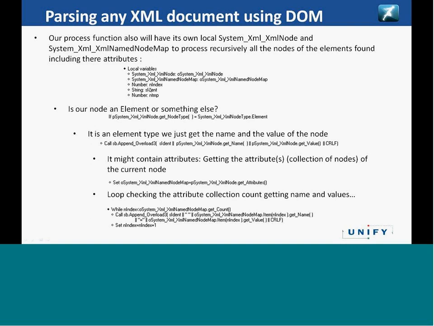The indent is just to format the XML when I'm going to display the result. So the first task is you're going to have to find out if our node is an element or something else. So you're going to use the GetNodeType function, and you're going to compare it to the enumeration that I showed you previously. So basically here you want to know if we do have an element. If it is an element type, we just get its name and the value of the node. Over here, I will explain in terms of performance later on.